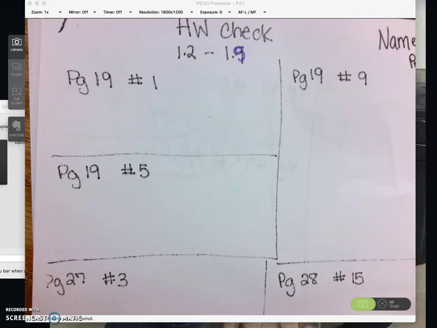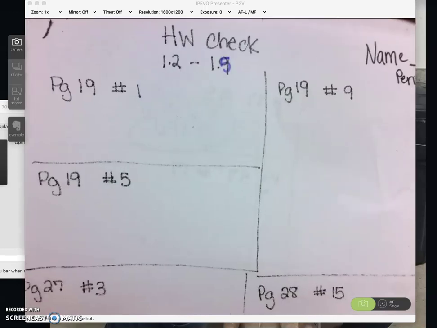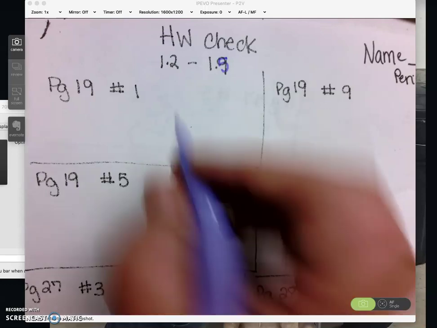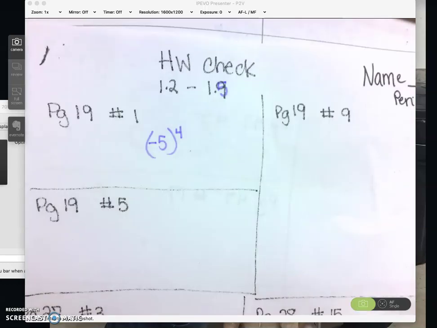Good morning, good afternoon. We're going to be going through the homework check, starting with page 19, number 1. This is just asking you to rewrite -5 times -5 times -5 times -5 as -5 to the fourth power.